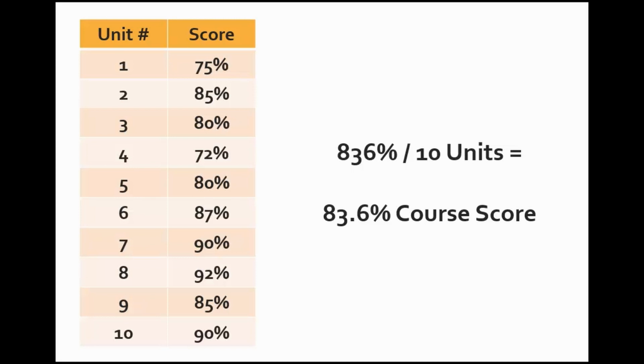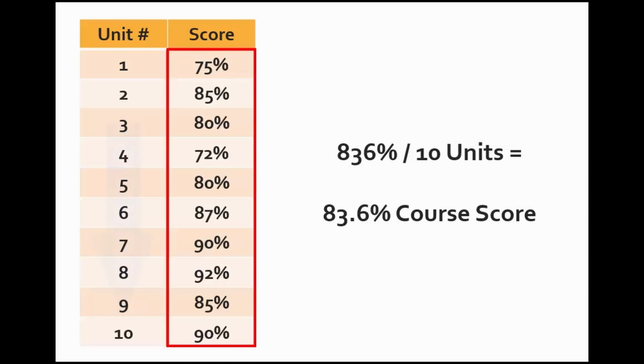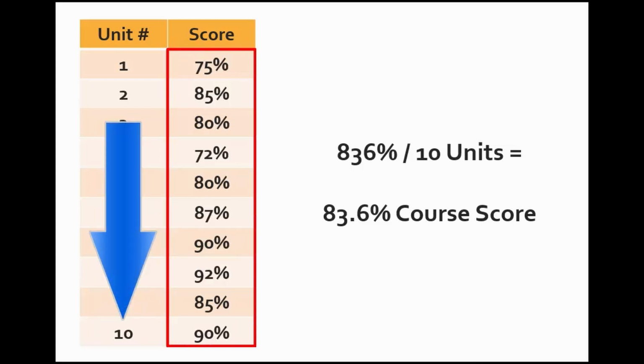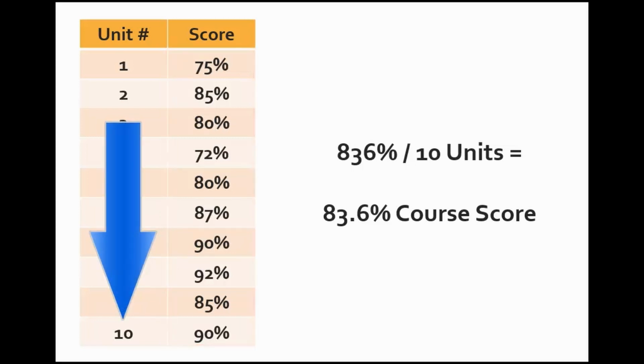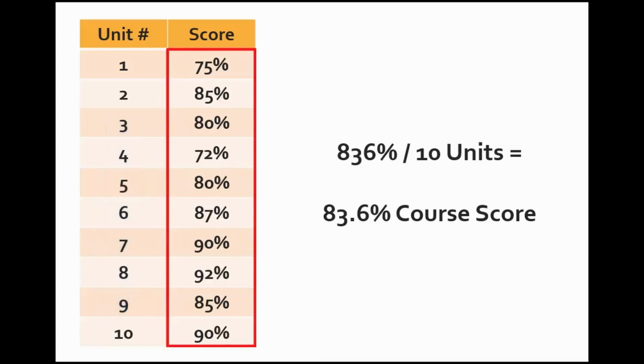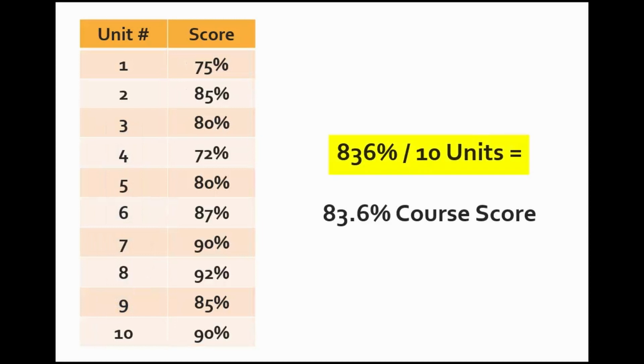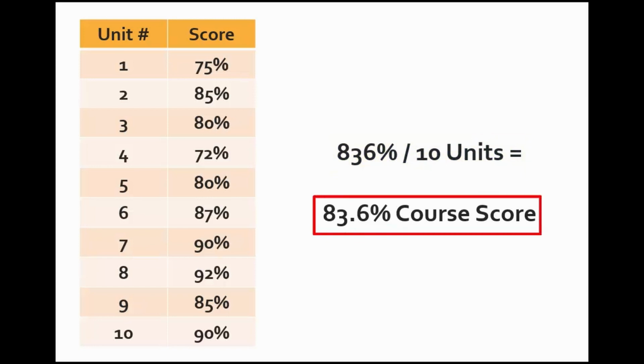To calculate the course score roll-up, you need to look at the unit scores and the number of units in the course. Let's take a simple example of a course with 10 units. Once you have each unit score, add them up and divide them by the number of units. The sum for the units in this course is 836. If we divide by the number of units, which is 10, we get 83.6%. The overall course score is 83.6%.